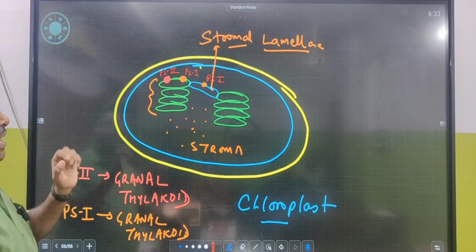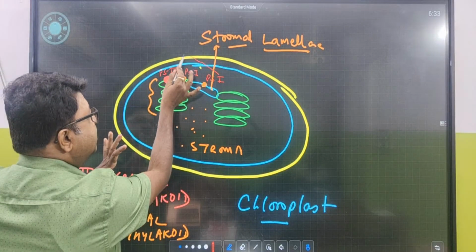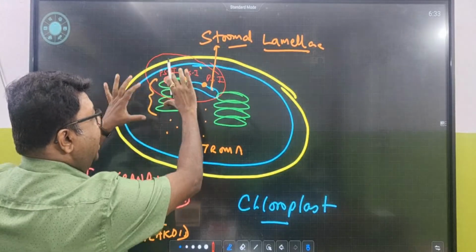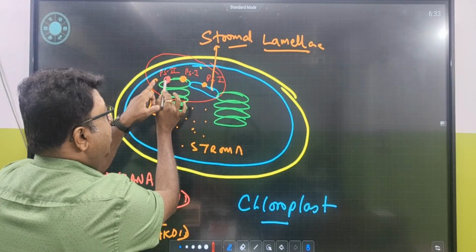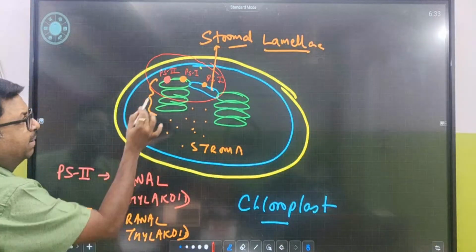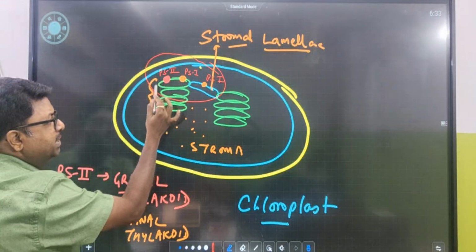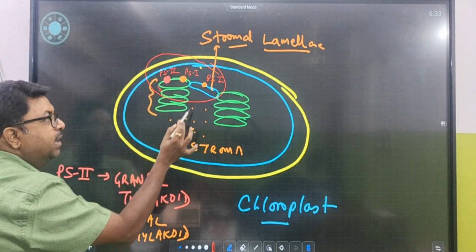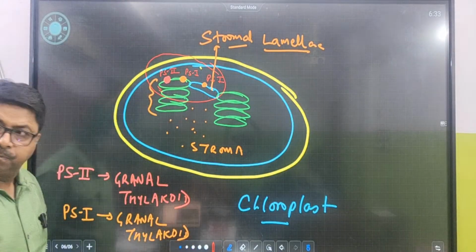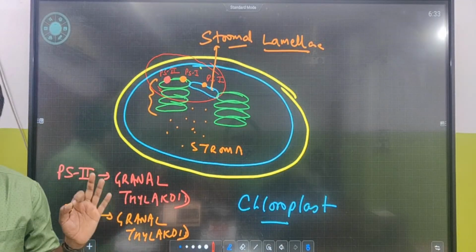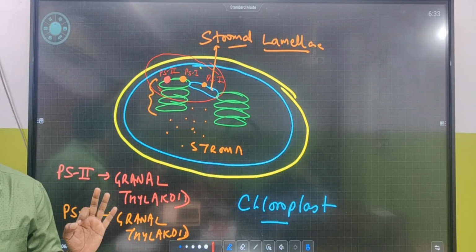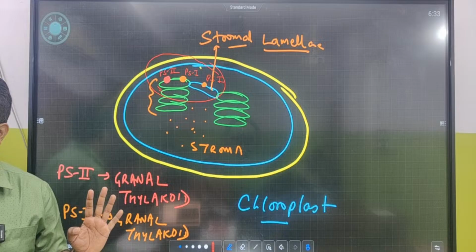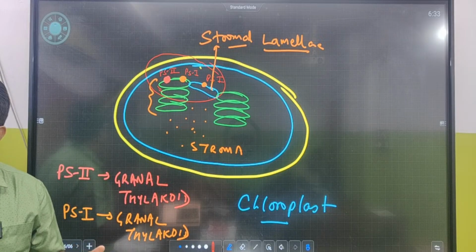Clear? Now, let us have a look at this particular event. I'm just showing you this particular event. So PS2 and PS1, both of them are present on granal thylakoid. PS1 is the only one present on stromal lamellae. Clear? Any issues with that? And we can also call it stromal thylakoid. Let's get into this.